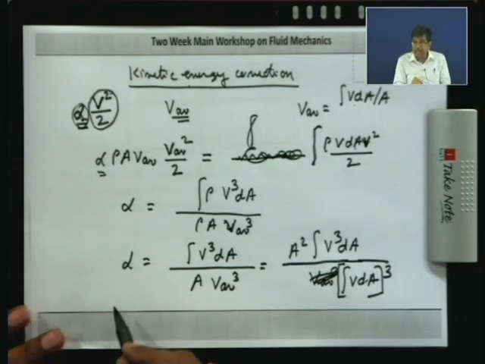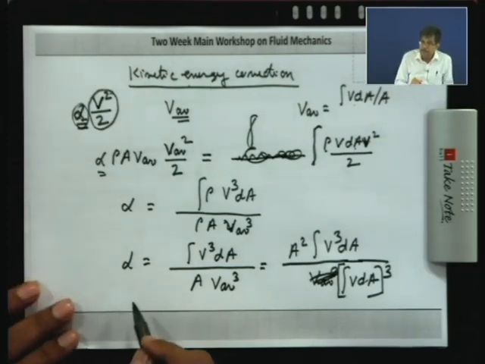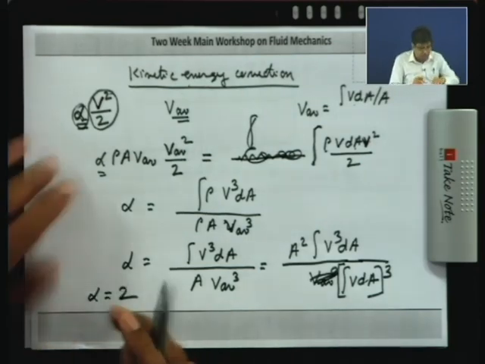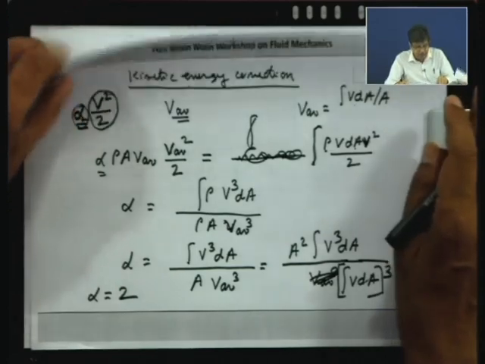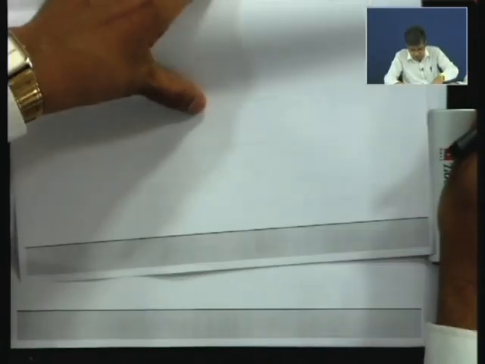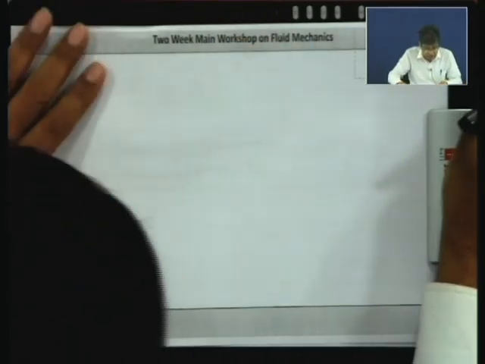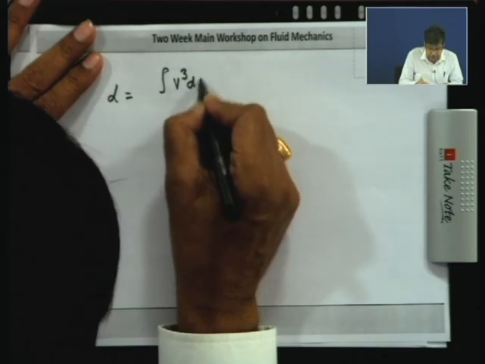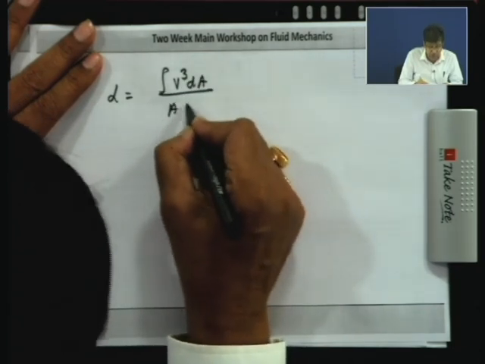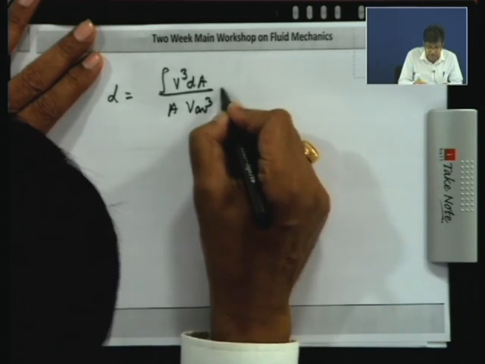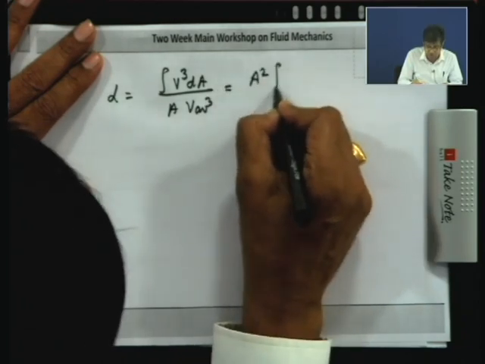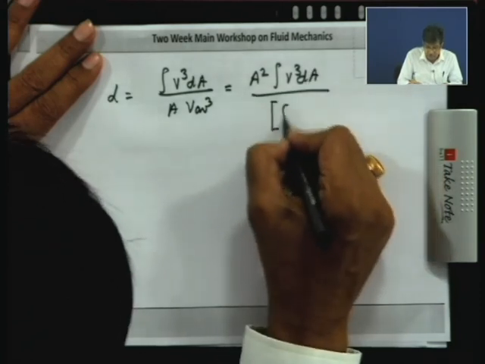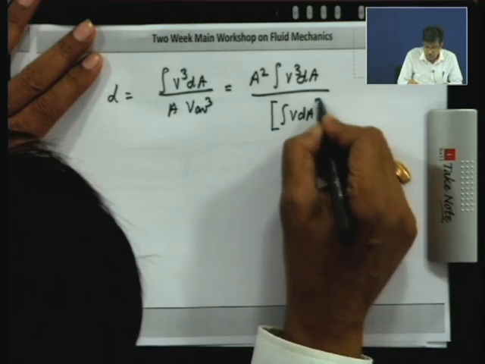And in case of a laminar flow through a pipe, fully developed laminar flow, the value of alpha is 2. I will tell you again that the value of alpha is 2. Okay, we can take some more time so that these things become clear to you. Alpha is equal to V cube dA by A into V average cube. This is the kinetic energy correction factor. A square V cube dA divided by V dA whole cube.